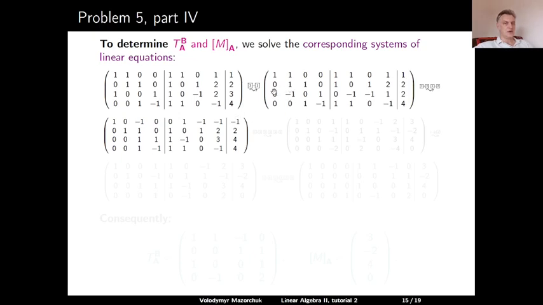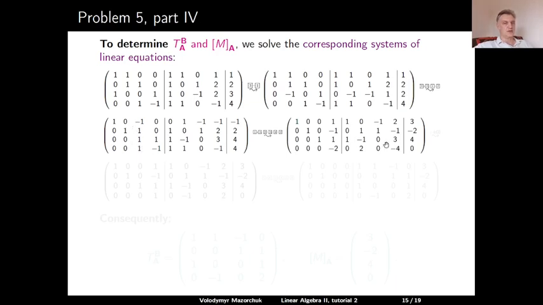And row 3 becomes, we have to add 0 plus 0 is 0, 1 plus minus 1 is 0, 1 plus 0 is 1, 0 plus 1 is 1, 1 plus 0 is 1, 0 plus minus 1 is minus 1, 1 plus minus 1 is 0, 2 plus 1 is 3, and 2 plus 2 is 4. So now again we have 1 in row 3, column 3, so we can use this one to kill all other elements in its column. So we add row 3 to row 1, and we subtract row 3 from rows 2 and 4.